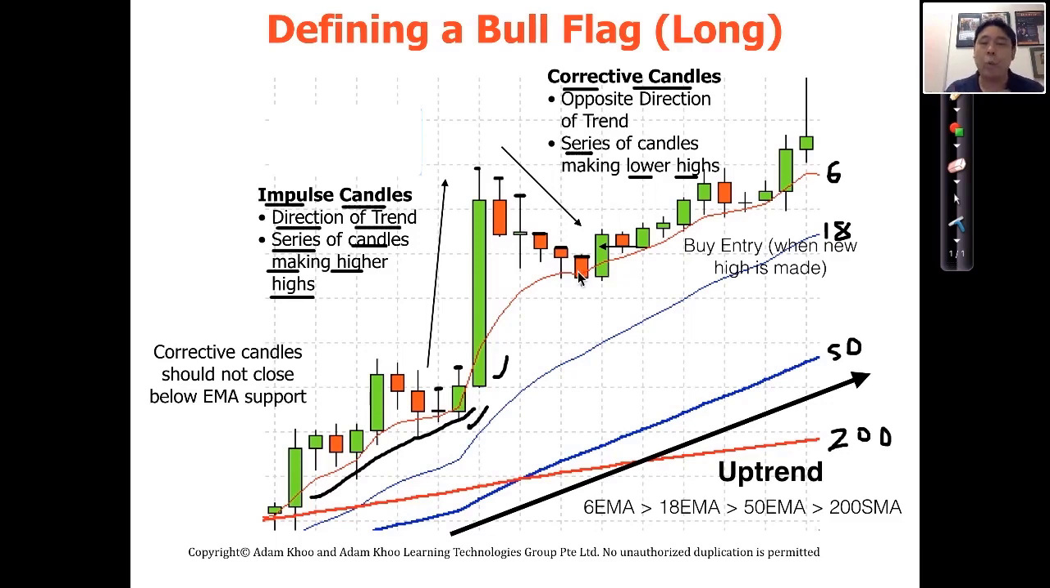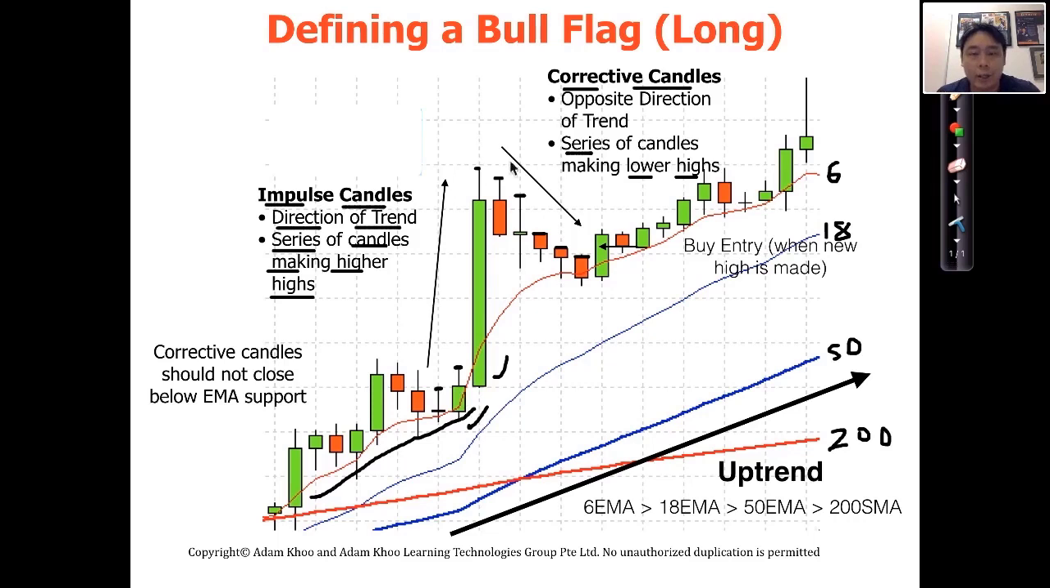Okay. Now the question is, when do you get in? All right, you're waiting to get in the moment you see that one of the highs is breached. Once you see a candle making a new high, you enter the moment a new high is made. But you have to wait for the corrective candles to go towards that surfing wave, either the 6 or the 18. In this case, you can see that it's surfing the 6 moving average. So you want to see the corrective candles going to the 6 moving average. If it doesn't reach the 6 moving average, you do not enter yet.